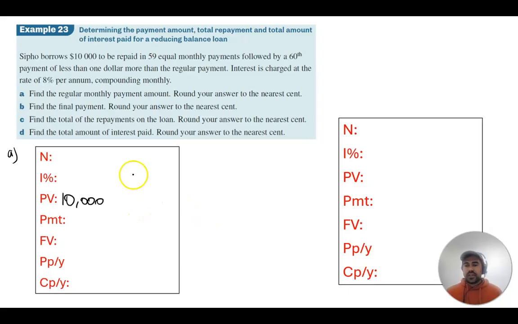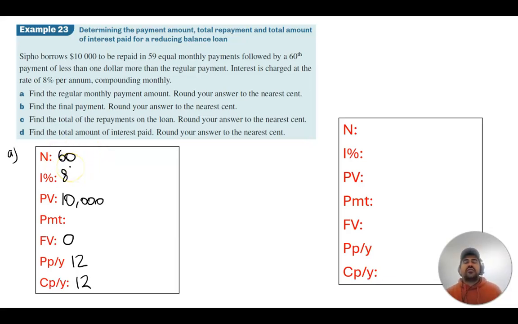Now, the interest rate is at 8%. And this is 8% per annum compounding monthly. So payments and our compound amounts per year is going to be 12 and 12. Now, what's happening is at the end of these final payments, he's going to be paying off the loan. So the future value is going to be at 0. And what it takes to do this is we're paying a particular amount per month 60 times.